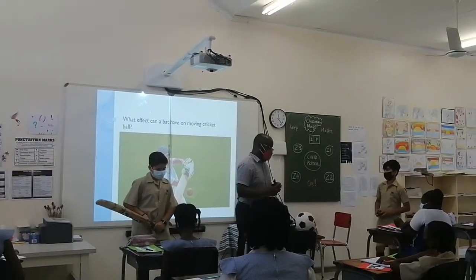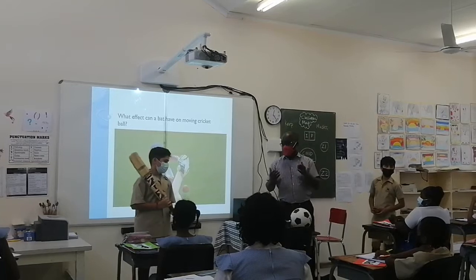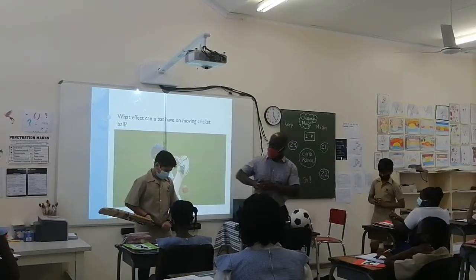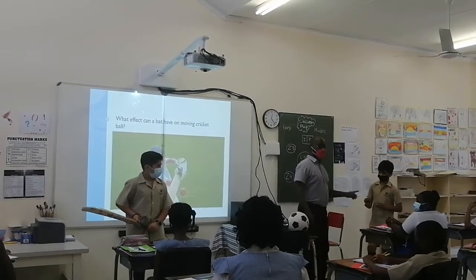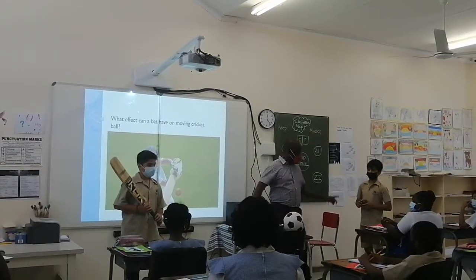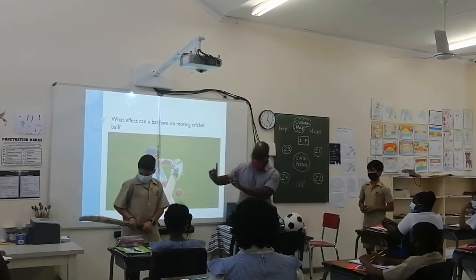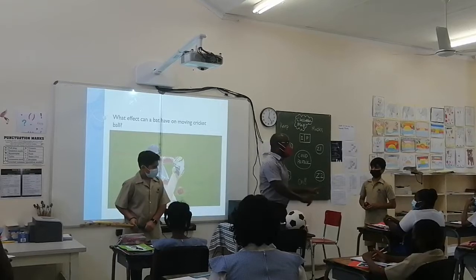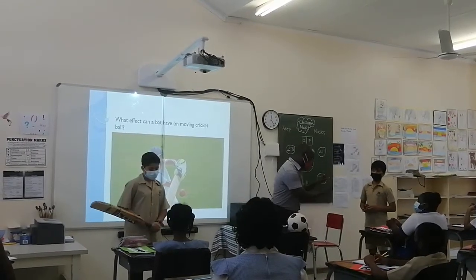Now, we need to think carefully because there may be more than one effect that this can have. So we're looking at what effect the bat is going to have on the ball. Say bat. Say ball. So we're looking at the effect that the bat is going to have on the ball.